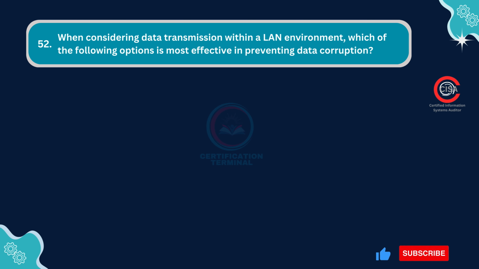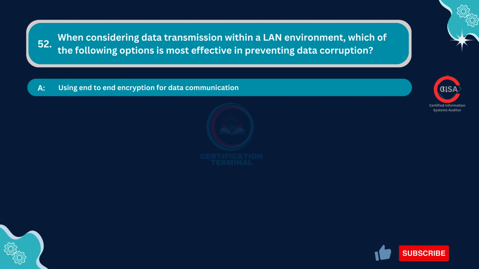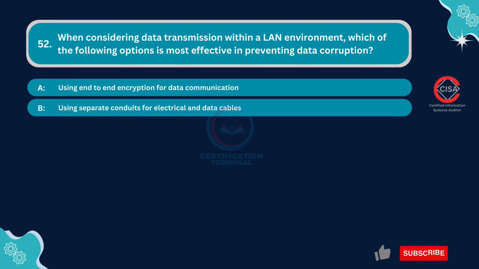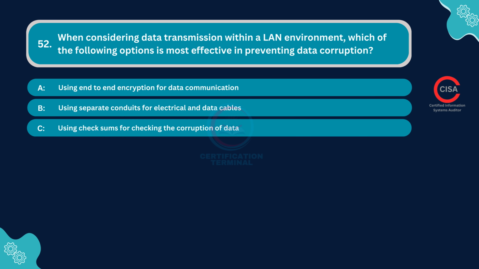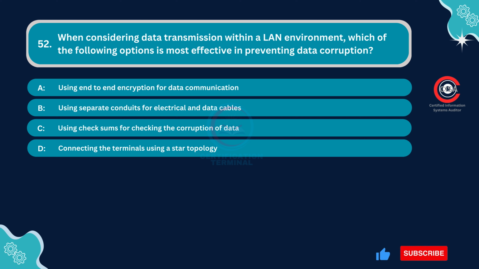Question number 52. When considering data transmission within a LAN environment, which of the following options is most effective in preventing data corruption? Option A. Using end-to-end encryption for data communication. Option B. Using separate conduits for electrical and data cables. Option C. Using checksums for checking the corruption of data. Option D. Connecting the terminals using a star topology.